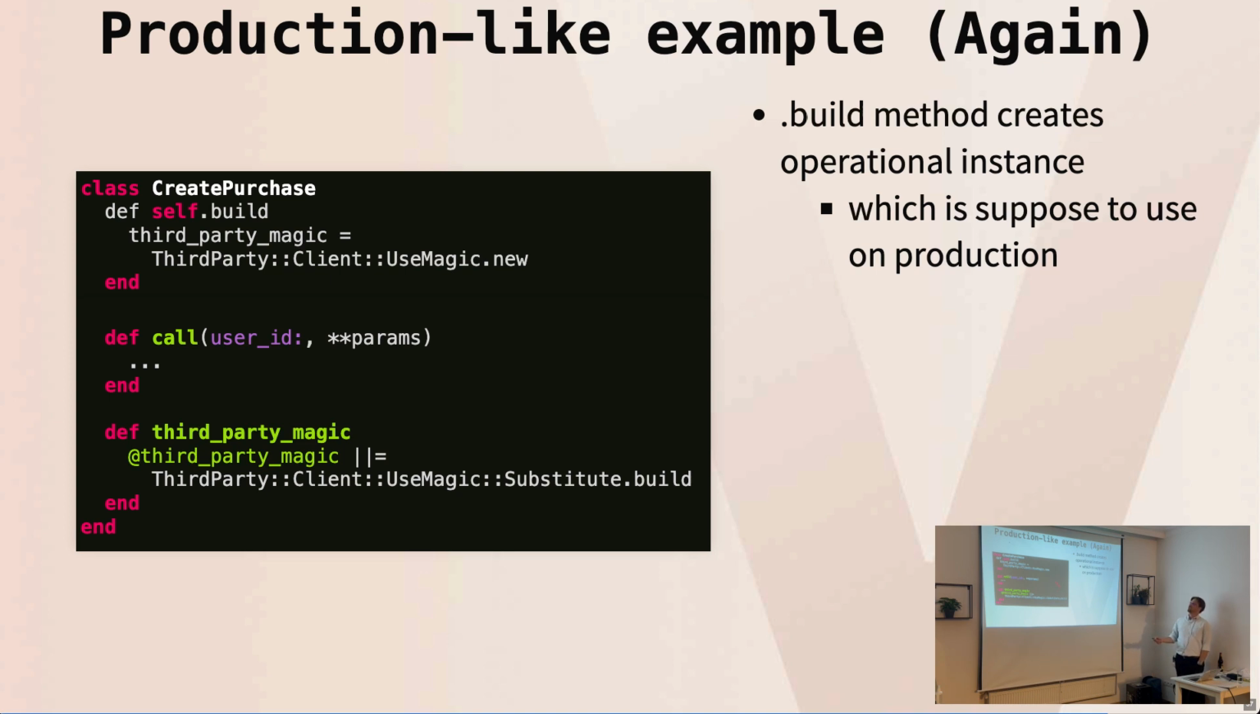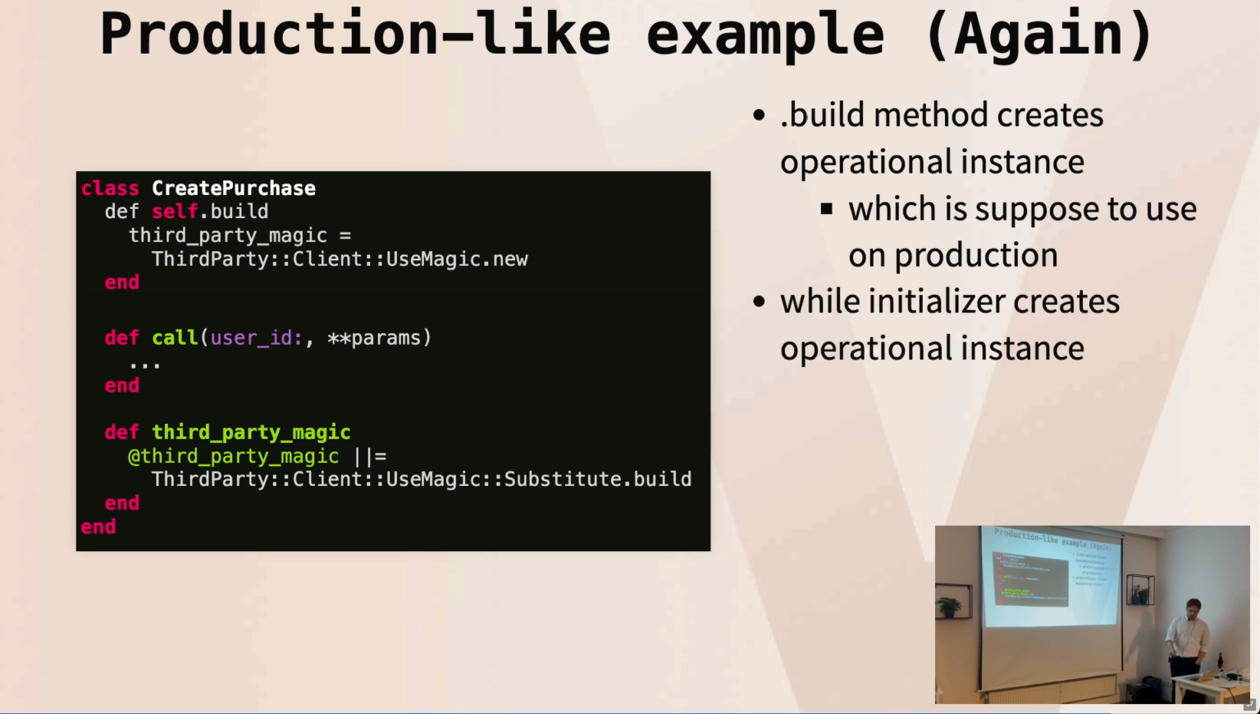Okay. So right now, after we have multiple substitutes and we know how to create them, hopefully, let's see what changed in our service. First of all, we have the build method, a class method, which is our constructor, and the purpose of this build method is to create an operational instance which is supposed to be used on production. It is real. If you have a dependency which will send email, you will get this dependency here in the build command. But why did you stop working?